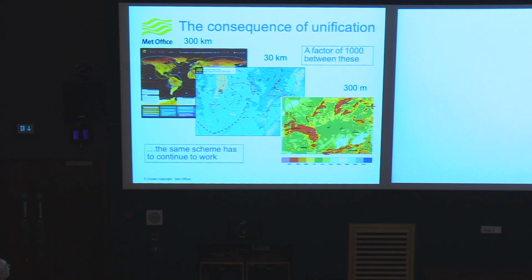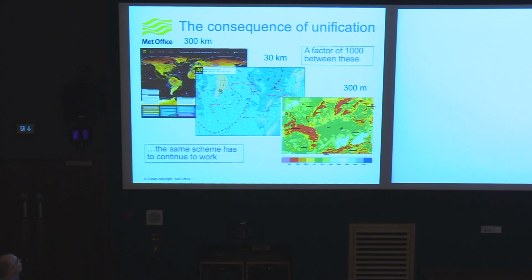This is an example of a weather chart that we might use for forecasting the weather for the next few days, out to 5 days or so. And that typically might have an effective resolution, say, of 30 kilometers or so. And then we're running in quasi-operational mode a very high resolution model at a third of a kilometer over London, so to better predict the fog, for example, at Heathrow.